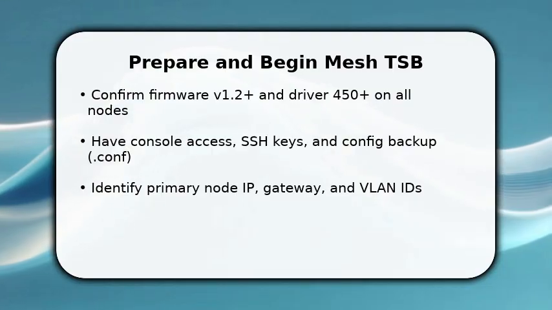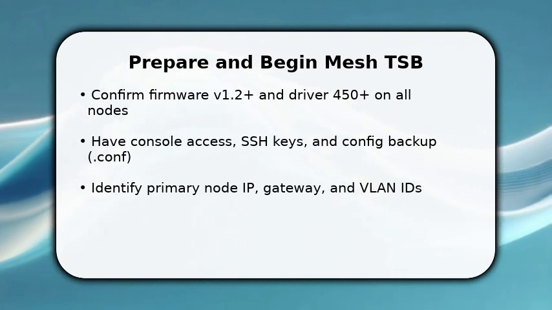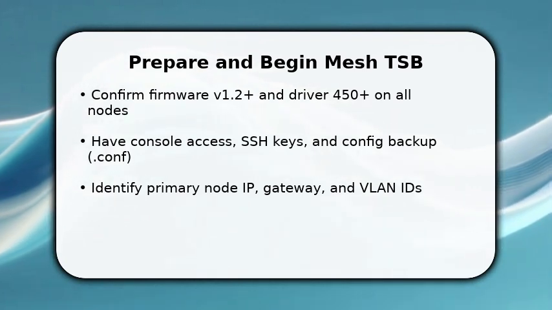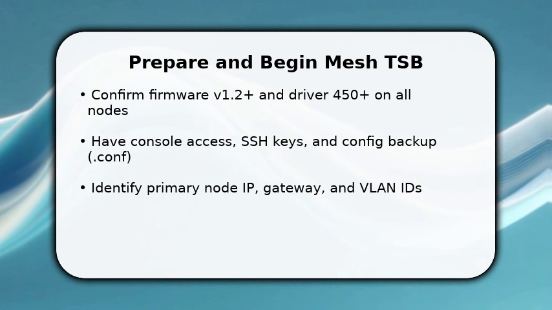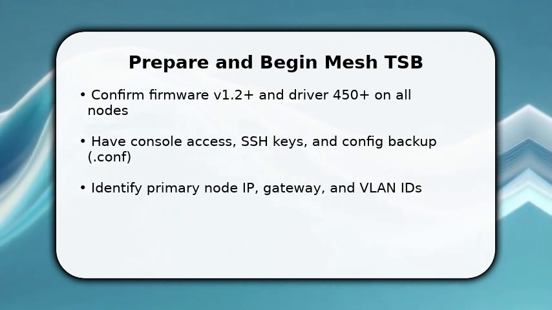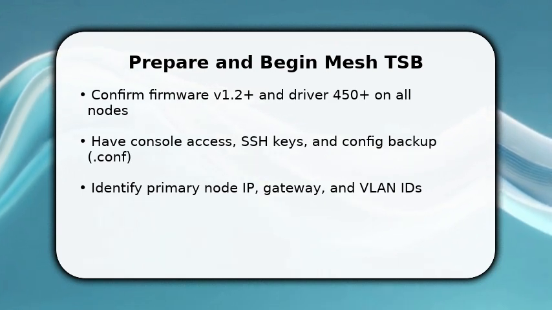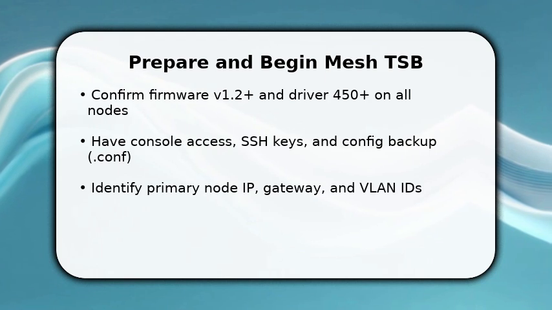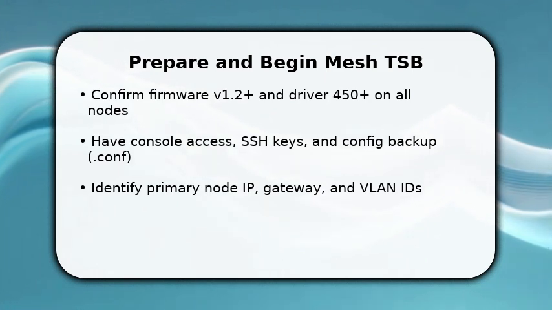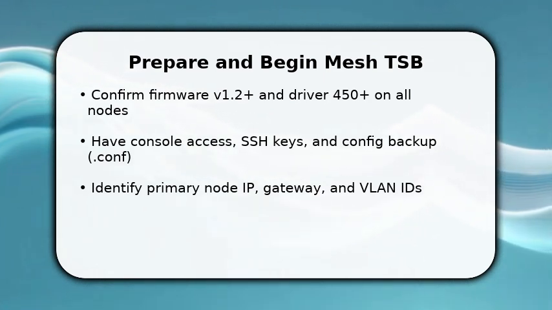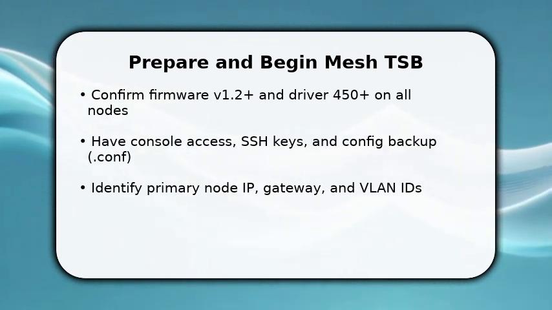You start by verifying essentials, firmware and drivers, console access, and a recent config backup. Once done, connect via SSH to the primary node and export its current config so you can restore if needed. Next, validate IP addressing and VLAN ID so overlays map correctly. Make sure to sync system time across nodes to avoid certificate or join failures.